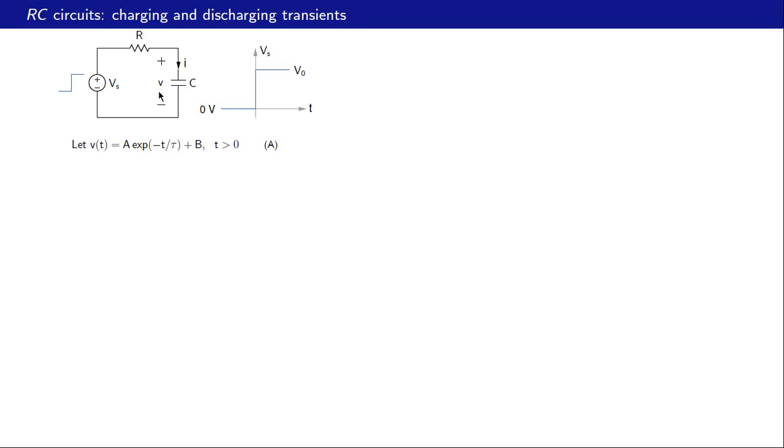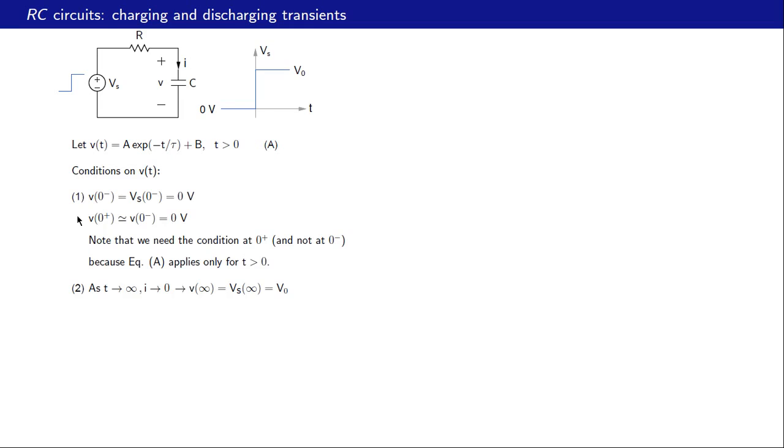Now if this V is constant, then this current I, which is C dV/dt, must be 0, and if that is the case, there is no voltage drop across this resistance, and V is then equal to Vs. Vs is 0 at t equal to 0 minus, therefore V is also 0. So we have V at 0 minus equal to 0 volts.